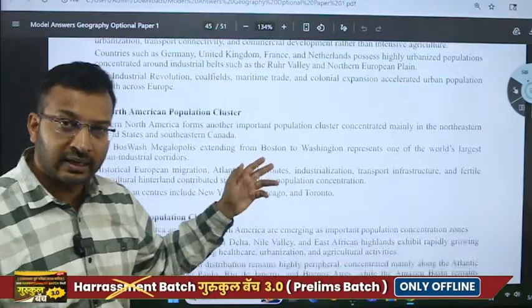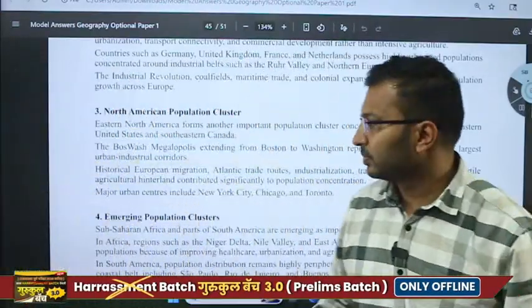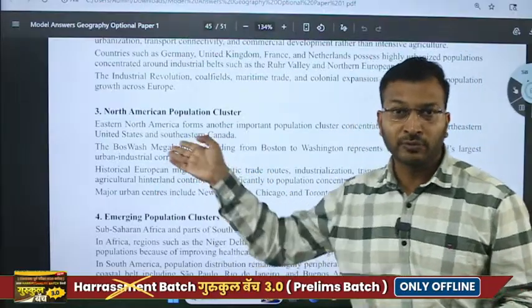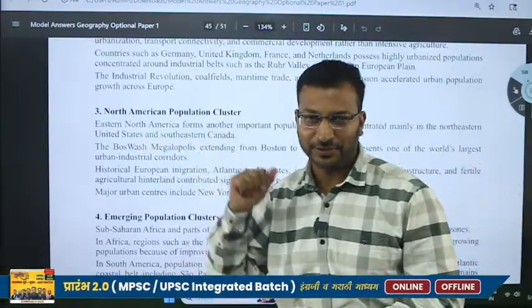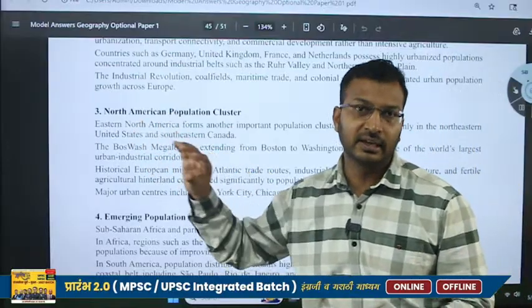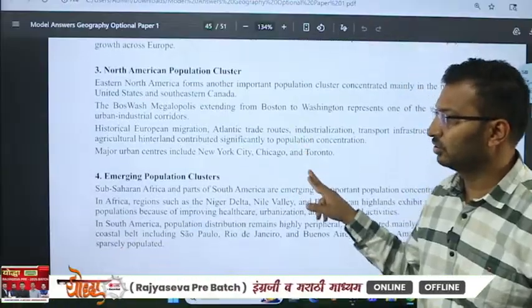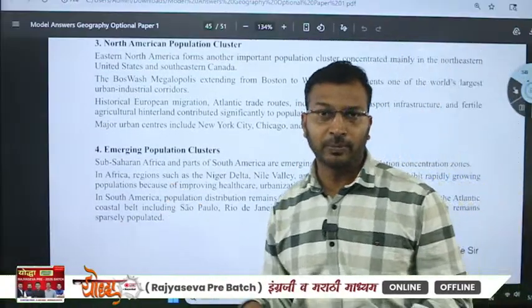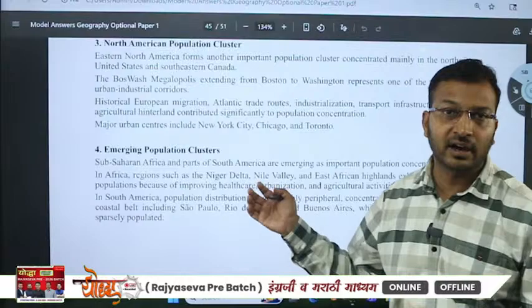Okay. Then there are some regions, for example, the Boswash megalopolis. Do not forget to put in such heavy geography words. Boswash megalopolis, that is the Boston and Washington industrial belt. Here we find large population concentration. Then there are some emerging population clusters, especially in Africa and South America.